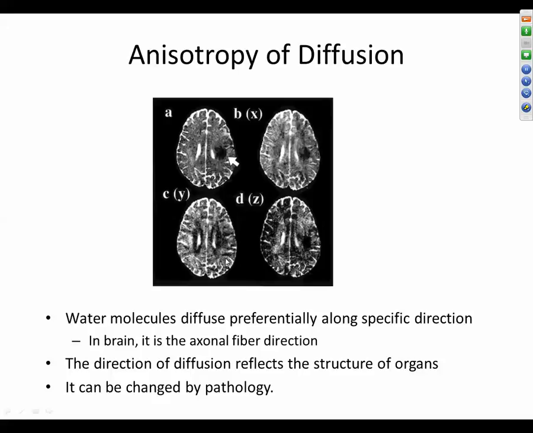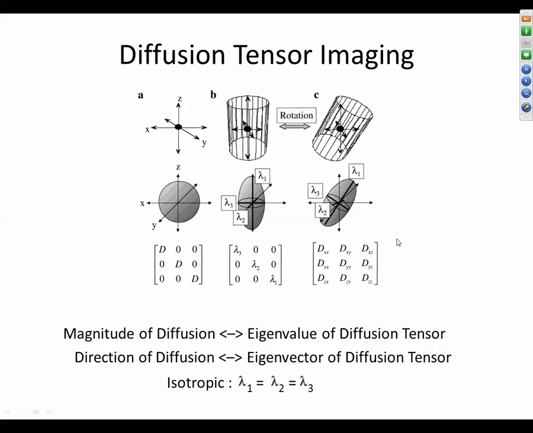Water molecules diffuse preferentially along a spatial direction. In the brain, it's the axon fiber direction. So we want to study the direction of diffusion, which can reflect the structure of the organ. If at any one pixel the motion has the same preference along X, Y or Z, then the diffusion tensor has three eigenvalues that are the same. That means it's isotropic motion.